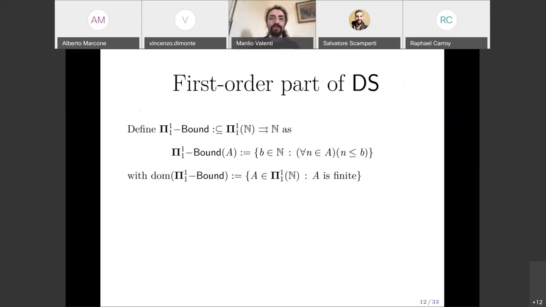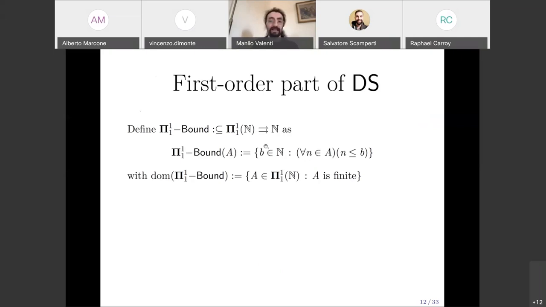So what I'll be doing now is to characterize the first order part of VS and the deterministic part of VS. So let me introduce this problem here. This problem is called Π^1_1-bound. It takes as input a finite Π^1_1 subset A of the natural numbers, and intuitively produces a bound for it. So it produces any b which is greater than every n in A.